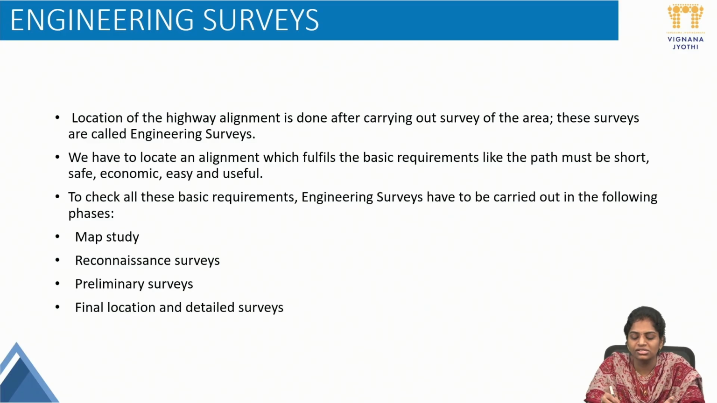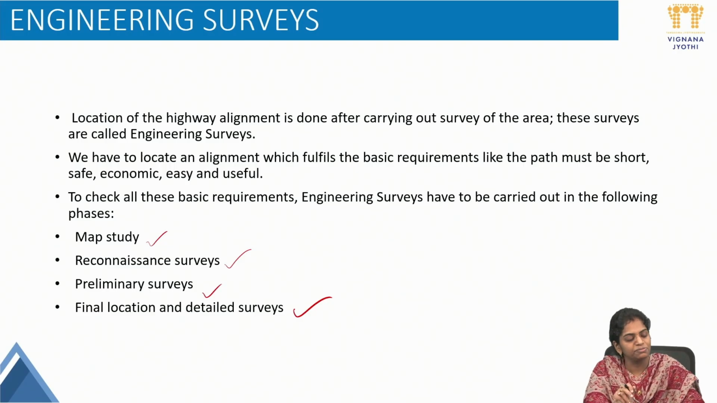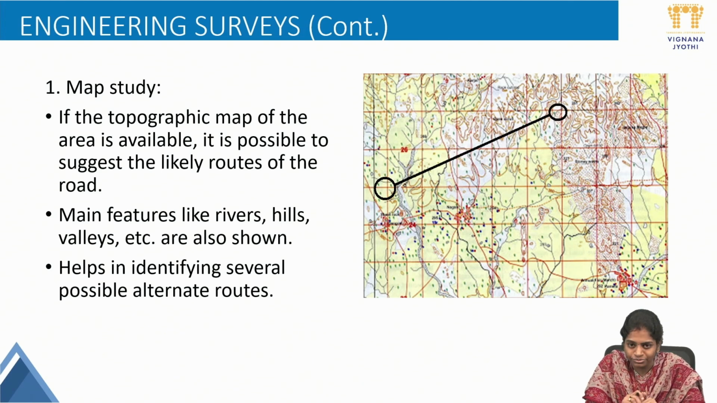What are the engineering surveys? First one is map study, then reconnaissance surveys, preliminary surveys, and the last one is final location and detailed surveys. All these stages should be done for deciding the highway alignment. First one is map study. If you can see this figure, we have an origin, we have a destination. By looking into the map, we have to understand the path, what is there in between, what is not there in between, how to decide the path. Everything should be understood from the map first. This is the first stage of our decision taking of highway alignment.